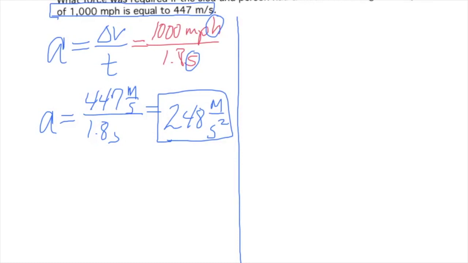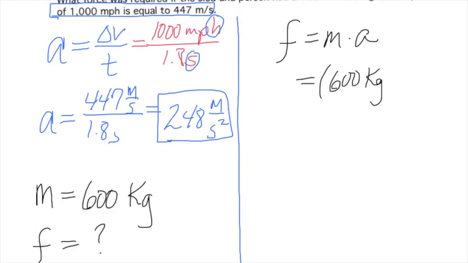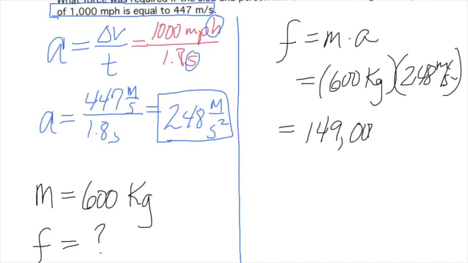The other information that you have been given is that the mass of both the sled and the person is 600 kilograms. And we are looking for how much force it took to get the sled moving that far. So we're going to go ahead and say F is equal to m times a, and we'll take our 600 kilograms times our acceleration of 248 meters per second squared. And we get a very large force of 149,000 newtons.